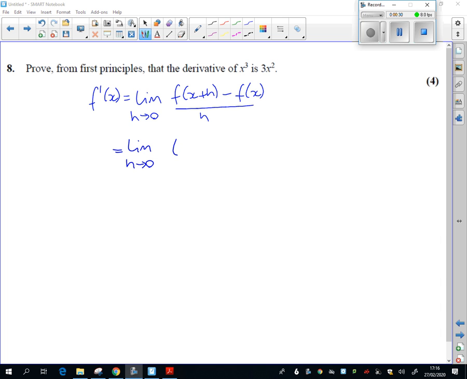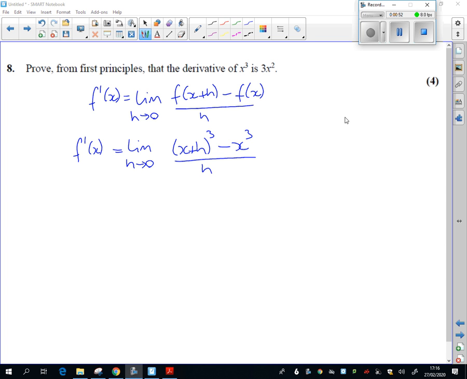question, so we are trying to differentiate x cubed, so f of x plus h is x plus h all cubed minus x cubed. Okay, so that's your first method mark. You don't have to put f dash x at the start of every line as long as the working all follows clearly through. It certainly doesn't hurt.